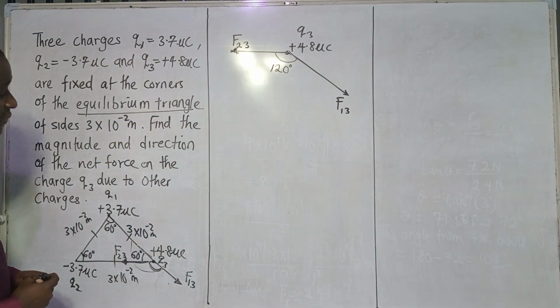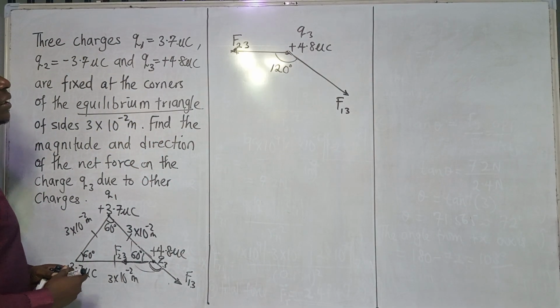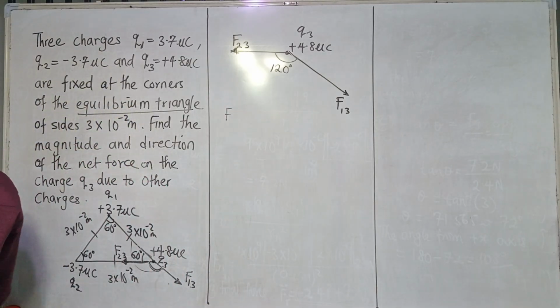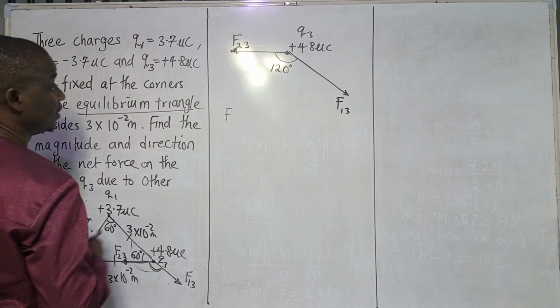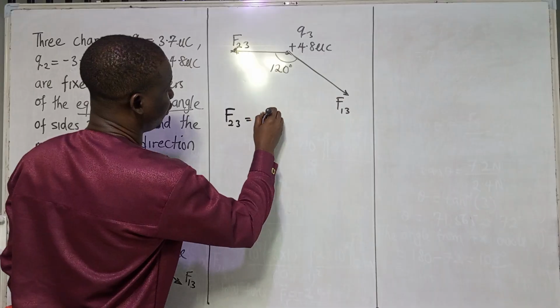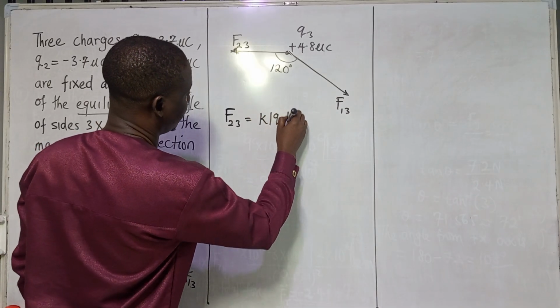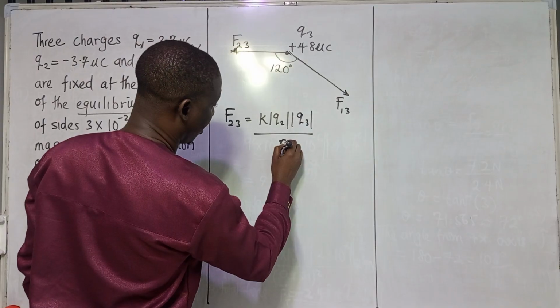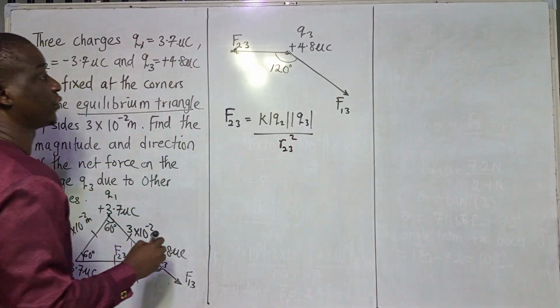If that is 120 degrees, let's find the force, one after the other. Let's find the force. F23 will give us Q2, Q3, all divided by R23 squared. Let's find the force first.